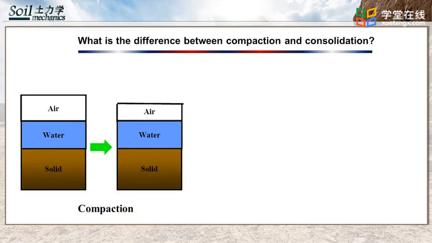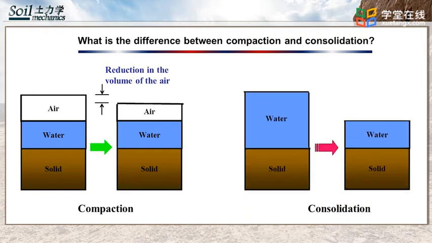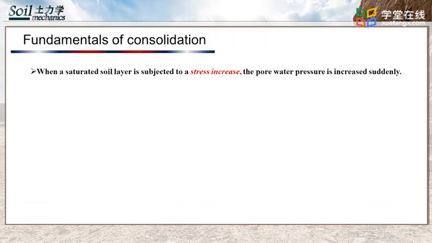What's the difference between compaction and consolidation? It's well known that compaction is the process of increasing the density of soil by packing the particles closer together with a reduction in the volume of air. The volume of water remains unchanged. For the saturated soil, consolidation is a time-related process of increasing the density of soil by drawing some water out of the voids. We have known consolidation is a time-related process.